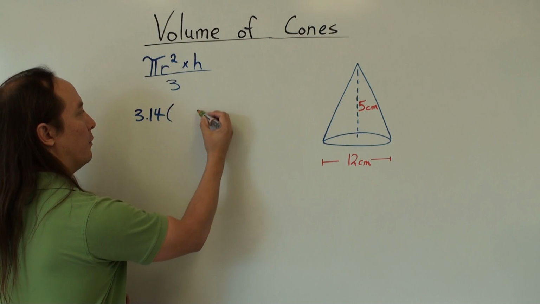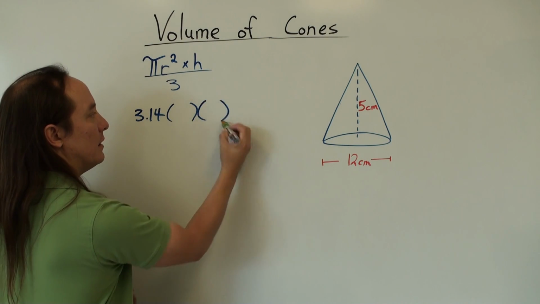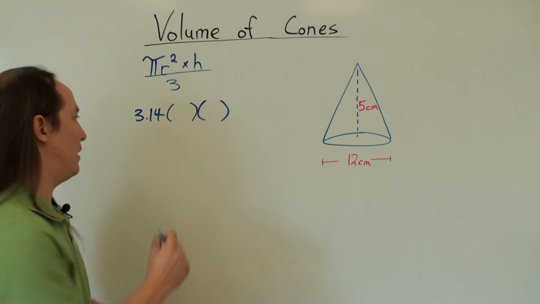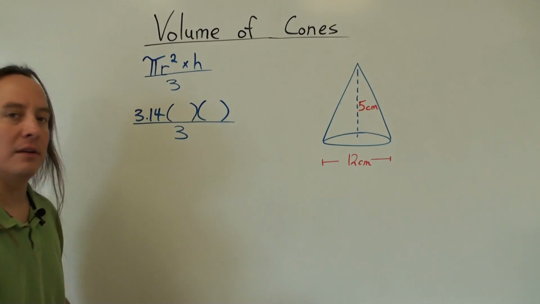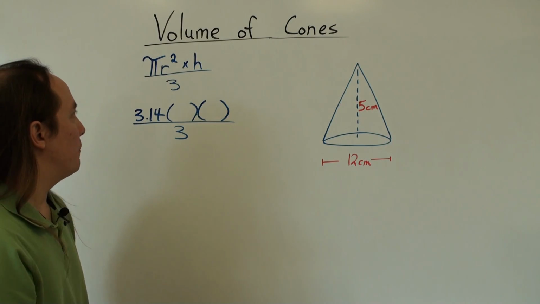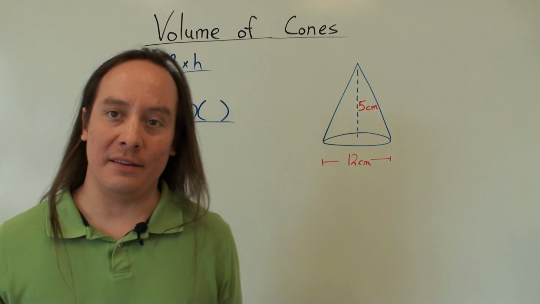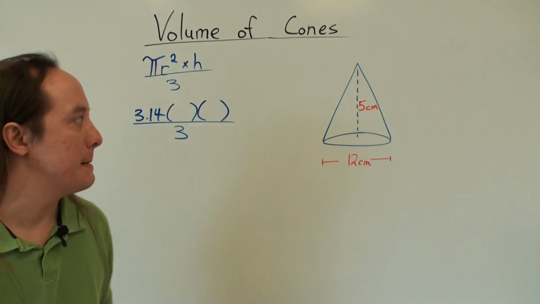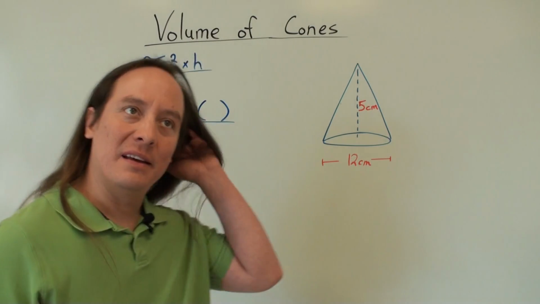And r squared, we'll put in this first pair of parentheses, and then we'll put the height in the second pair of parentheses. And then all this has to be divided by 3. The 3 is just a constant, okay? Now, radius squared. We have to know what radius is. What is radius? I didn't give any clues this time like I did in the area of a circle.